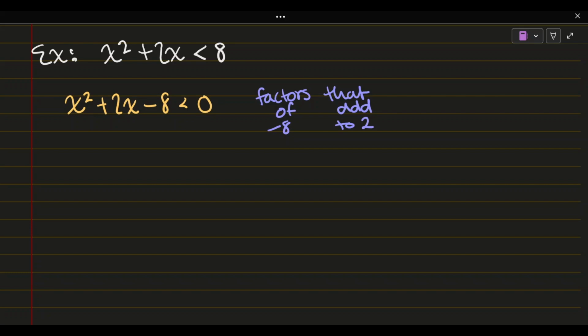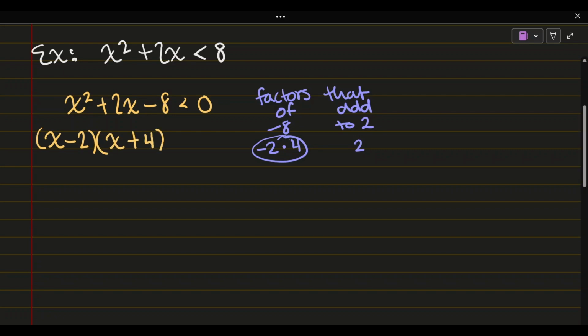So I want factors of negative 8 that add to 2. How about, let's pick negative 2 and 4, right? Negative 2 times 4 is negative 8, and negative 2 plus 4, or in other words, 4 minus 2, is 2. So I'll use these factors. So I can split this up into x minus 2 times x plus 4 is less than 0.